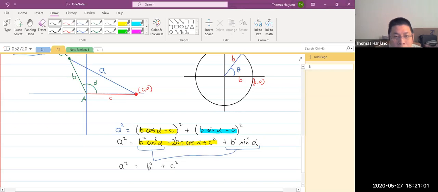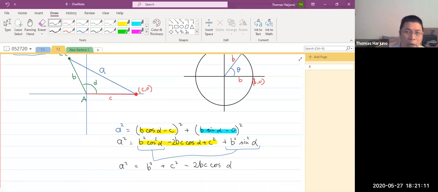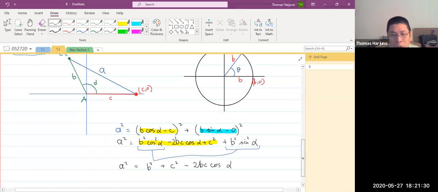plus c squared minus 2bc cosine alpha. Okay, so this is, I think, the first time in my class I provide you two different proofs of one formula. With this, I want you to realize that to prove a formula is not unique.